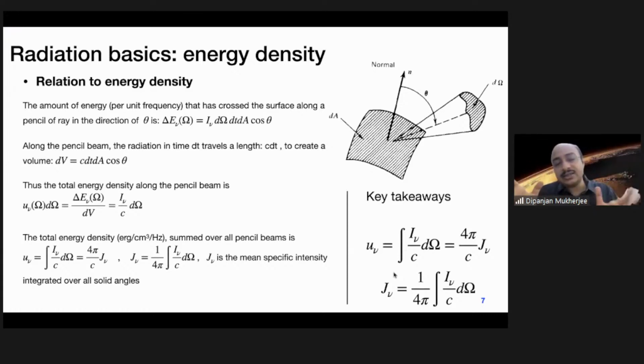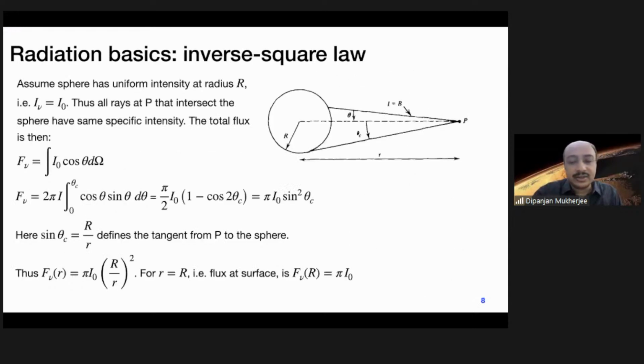Energy density is equal to the intensity divided by c. Now, this capital J nu you may not appreciate right now, but there are several instances where it will crop up, especially if you are trying to understand the photoionization from a given source and the total amount of emission emitted in different directions. We usually write it in terms of the specific intensity integrated over all solid angles. So this is how energy density is related to the intensity.